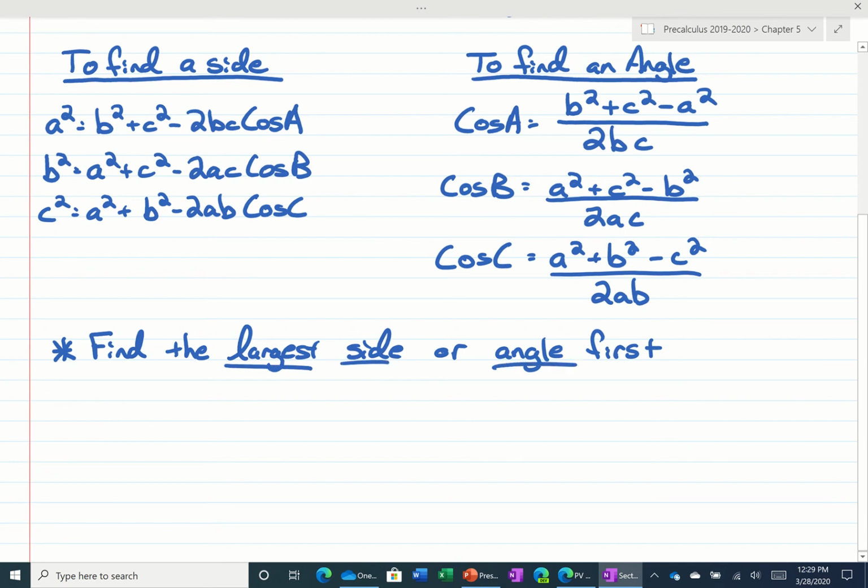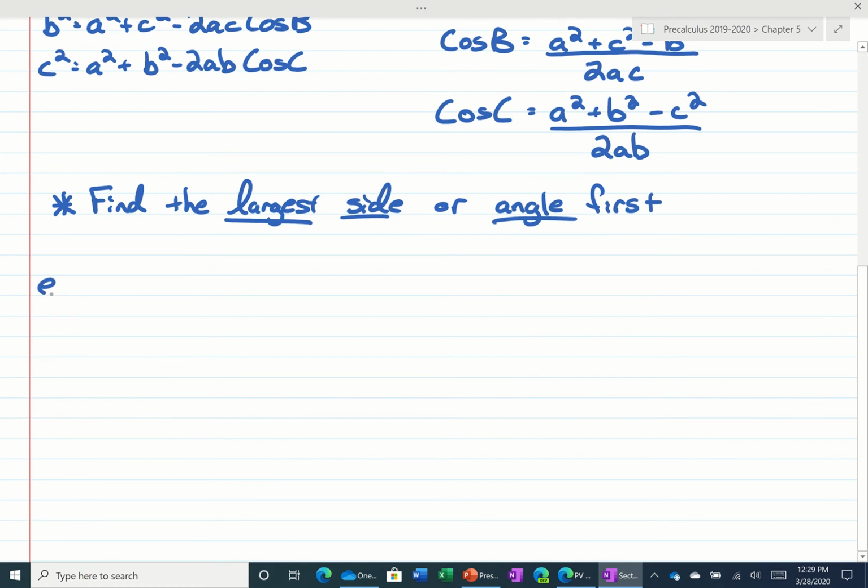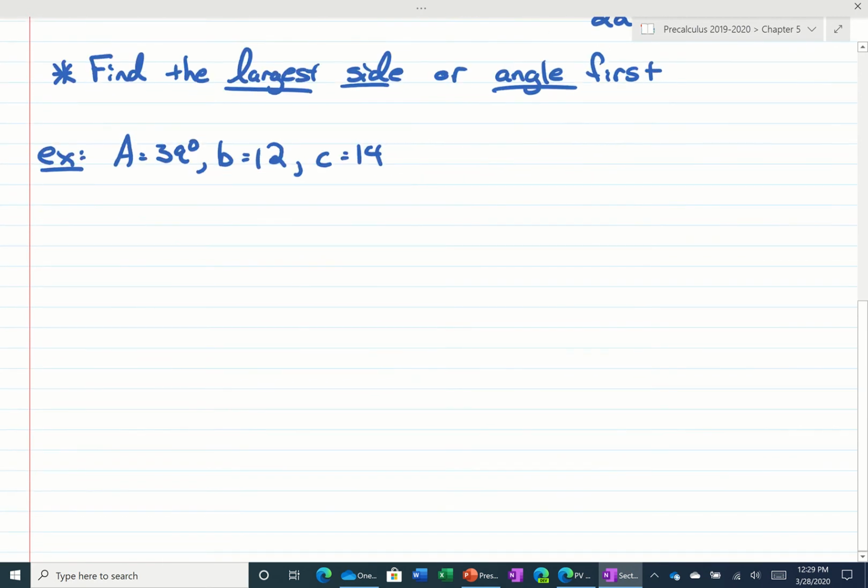So what I'm going to do is let me show you a couple examples, and then what I'm going to ask you to do is some homework. Okay. So we'll do a couple examples. Let's say I told you angle A was 39 degrees. Side B is 12, and side C is 14. Set everything up like we usually do.